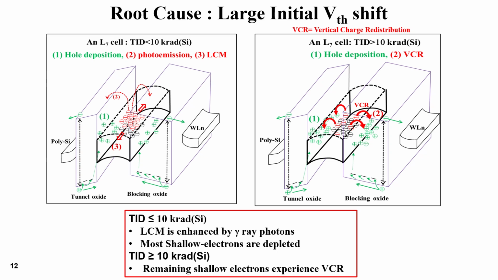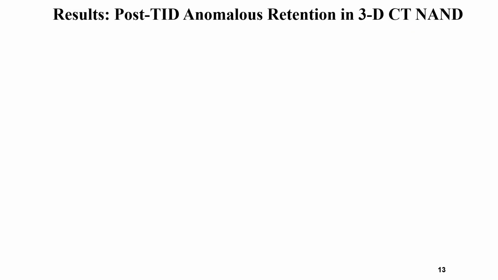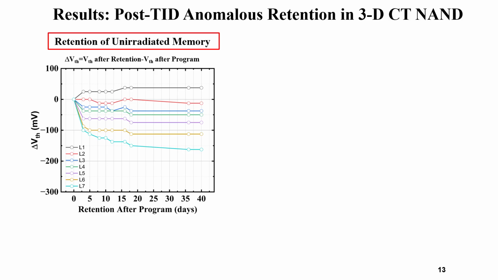Now let's examine what happens after the irradiation stops. Here I first show the retention behavior of all programmed states from the charge trap array of the unirradiated memory array. The signature of LCM is present in all of the states. The L7 state loses a large amount of VT very fast, and the L1 state moves up a little bit very quickly. This is a classic signature of LCM.